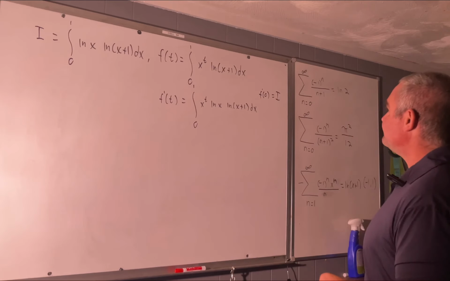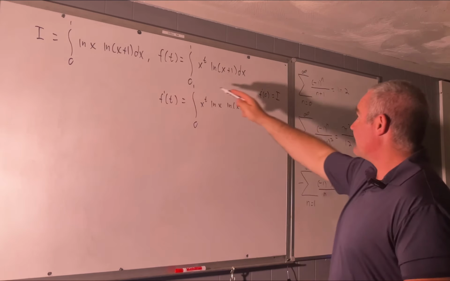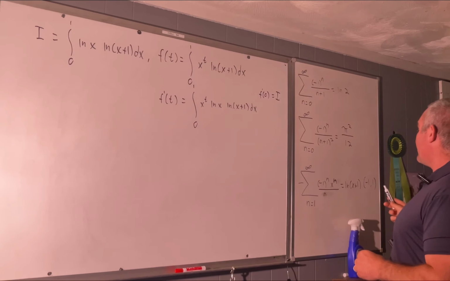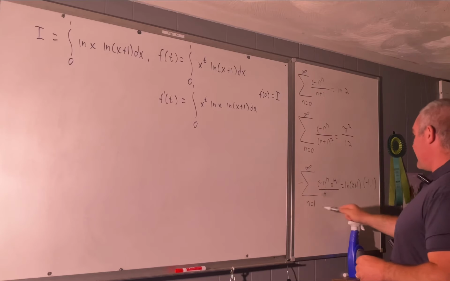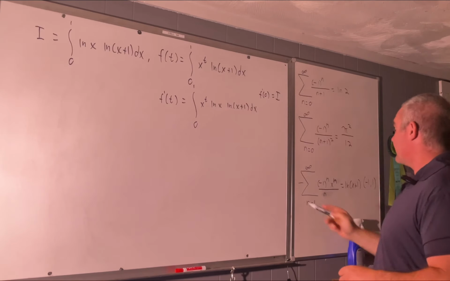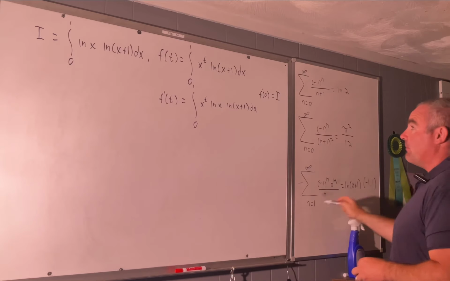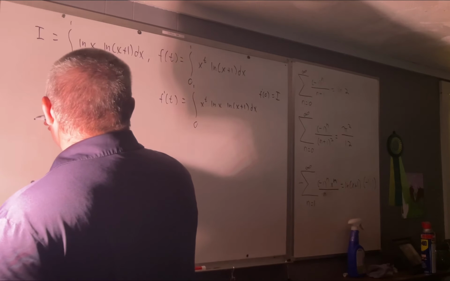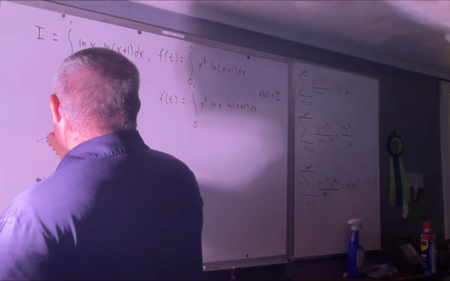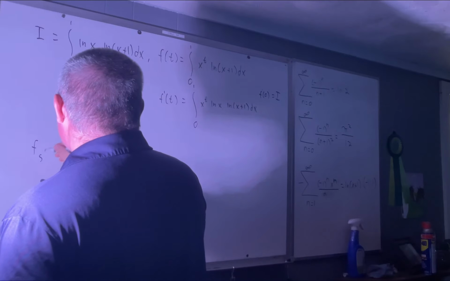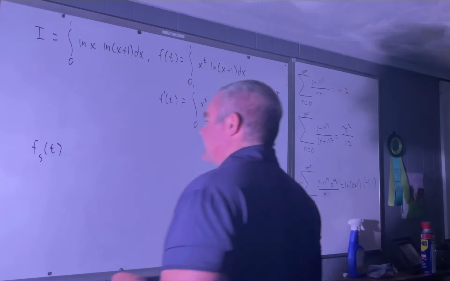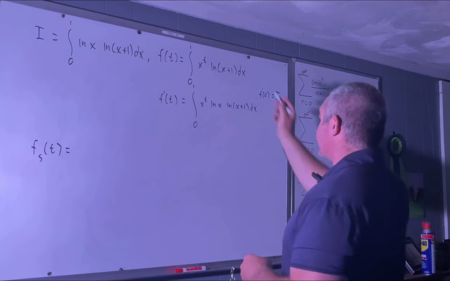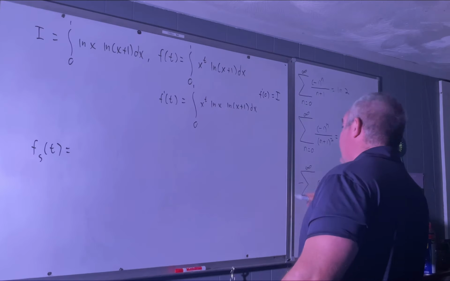All right, so now the next step is to find a different representation for our f of t. We'll be using this right here. We'll be replacing this natural log of x plus 1 with this sum. So let's go ahead and do this. We'll call this new representation f expressed as a sum of t. So f sub s of t. And that's going to be equal to, well, let's see. Let's just rewrite this, but replace this with this.